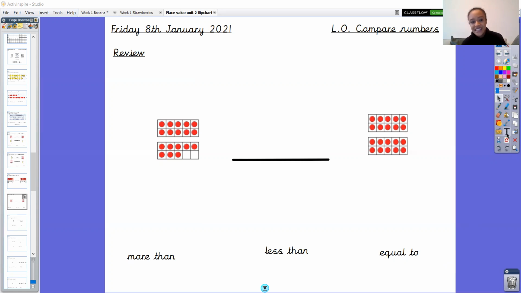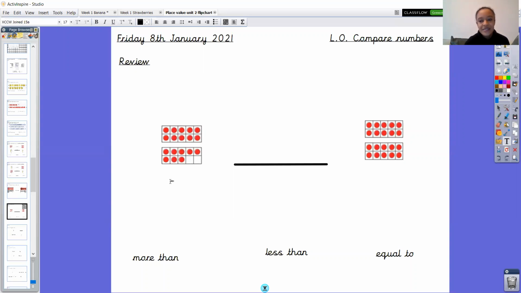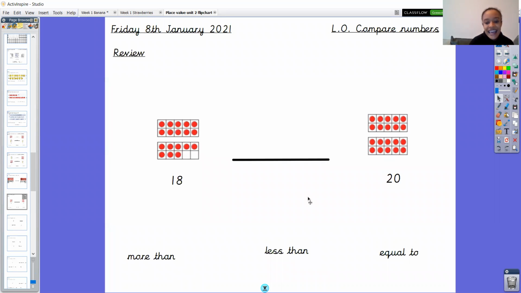Brilliant. Okay, so we did do this question yesterday. So we counted in our tens and ones to find out how many we have here. So you've got 10, 11, 12, 13, 14, 15, 16, 17, 18 on my left side. And on my right side, we know we've got two full tens frames. We've got 10 and 10, and we know that double 10 is 20. So we've got 18 on my left, 20 on the right, and we are going to put in the middle, 18 is less than 20. Fantastic. Okay, so that was yesterday's learning.